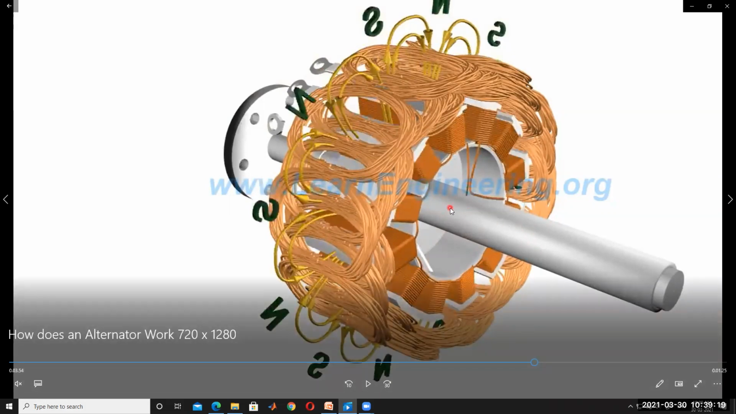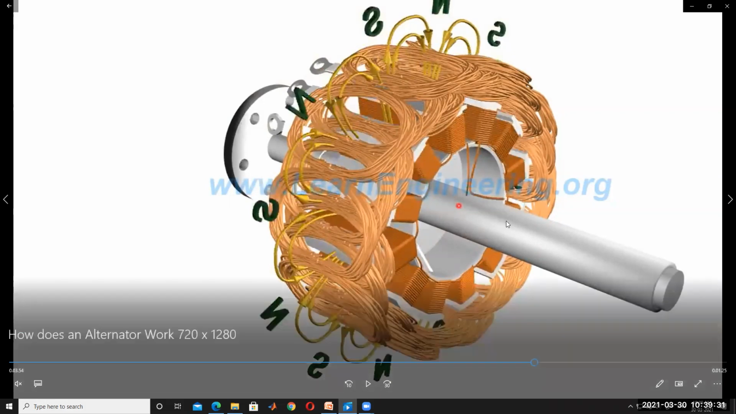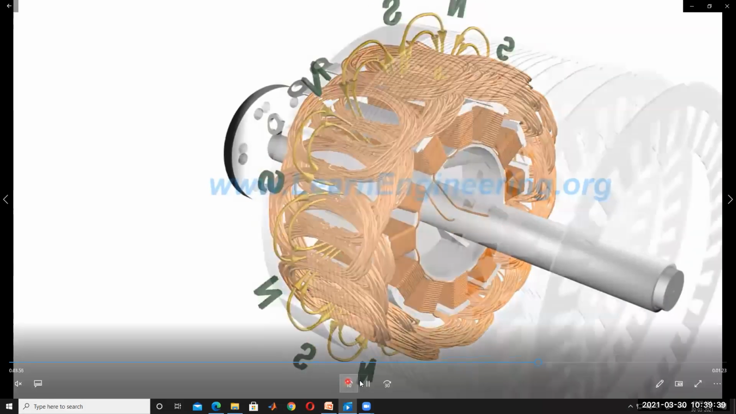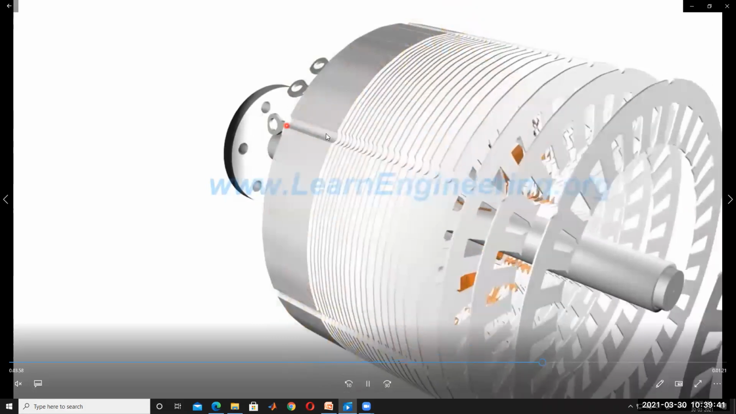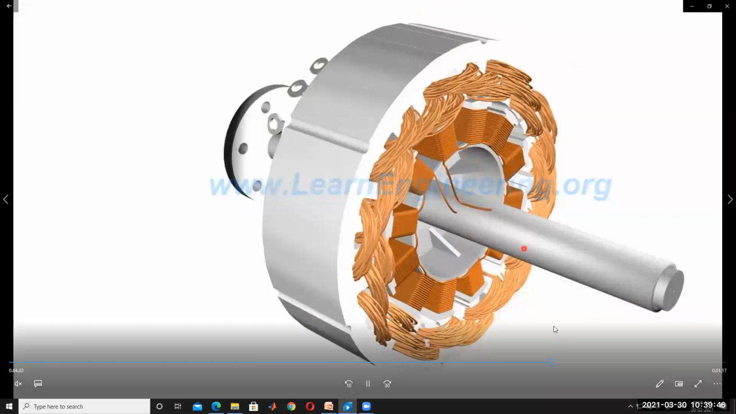Salient pole rotors are used in hydropower plants only, because the rotating speed of the turbine is somewhat less compared to thermal and nuclear power plants. In hydropower plants the turbine speed is less. That's why salient pole rotors are used in hydropower plants generally. If the rotor rotates like this, EMF is induced in the stator winding and output is generated.